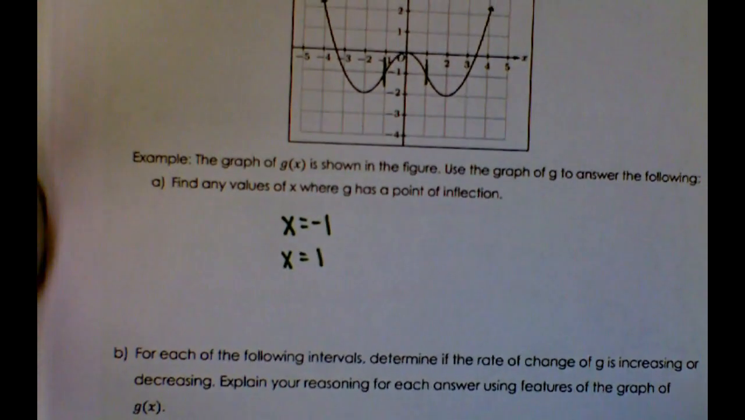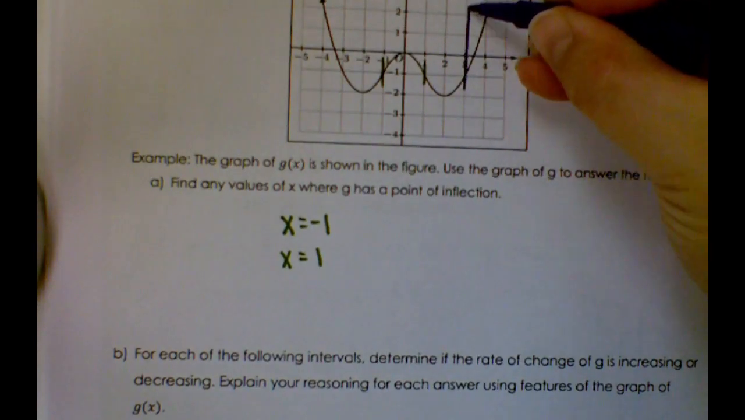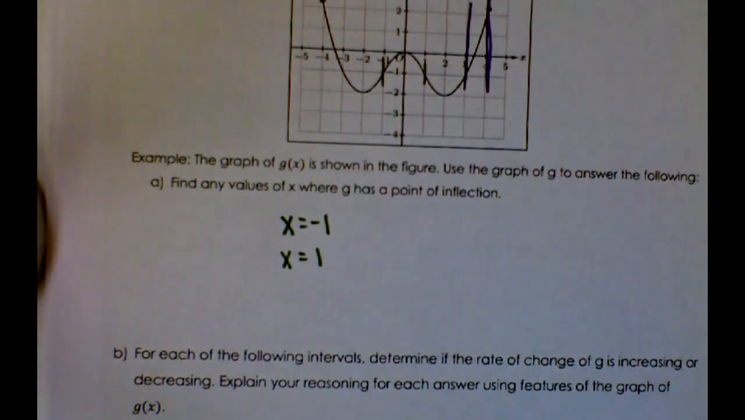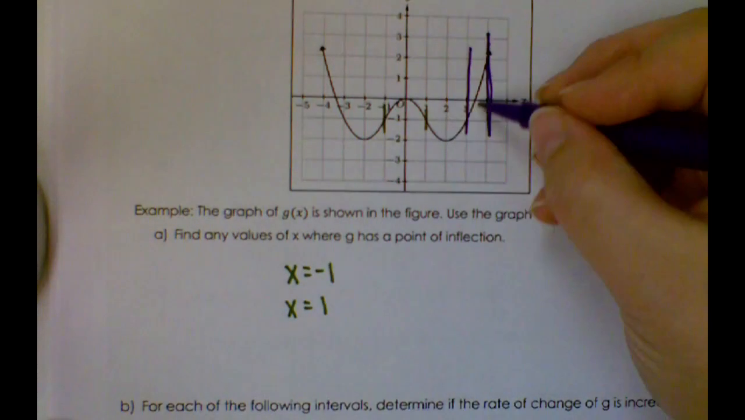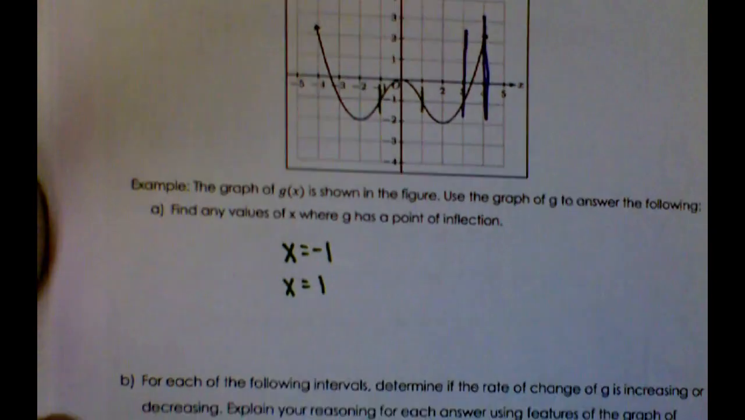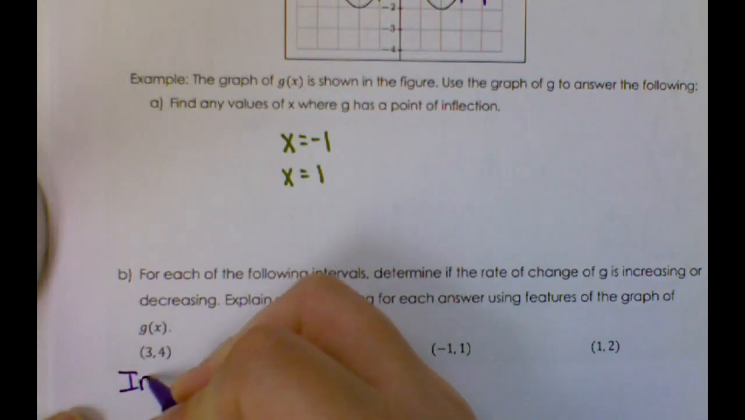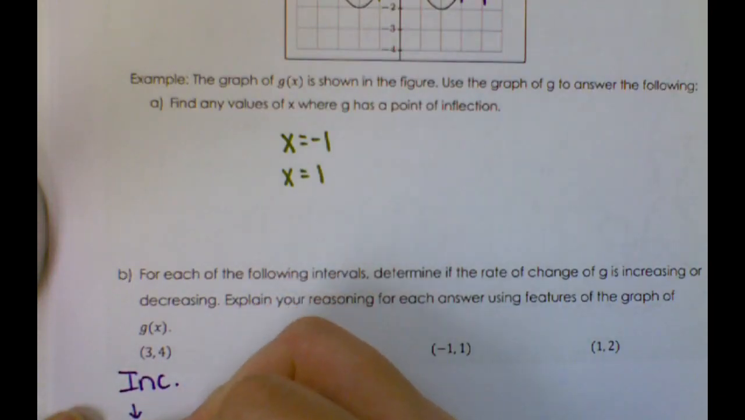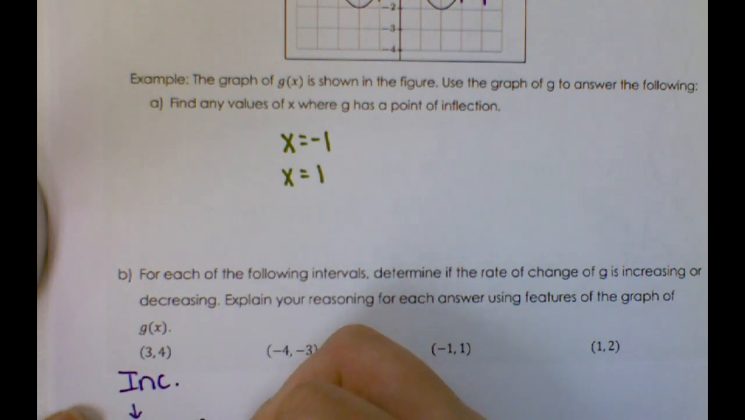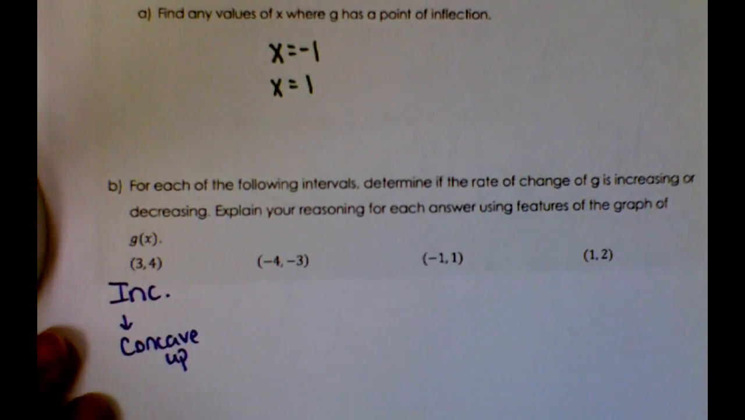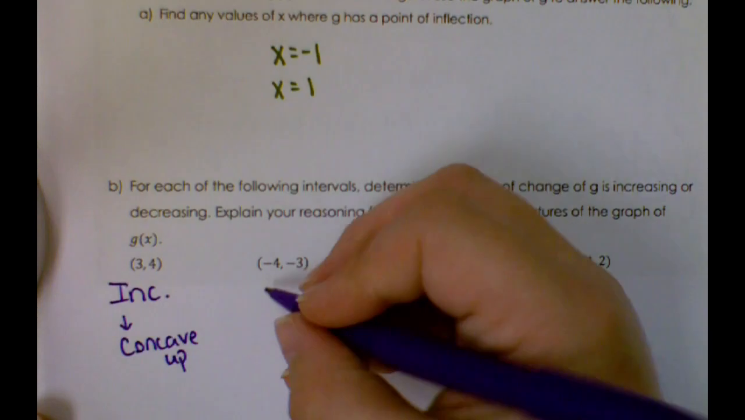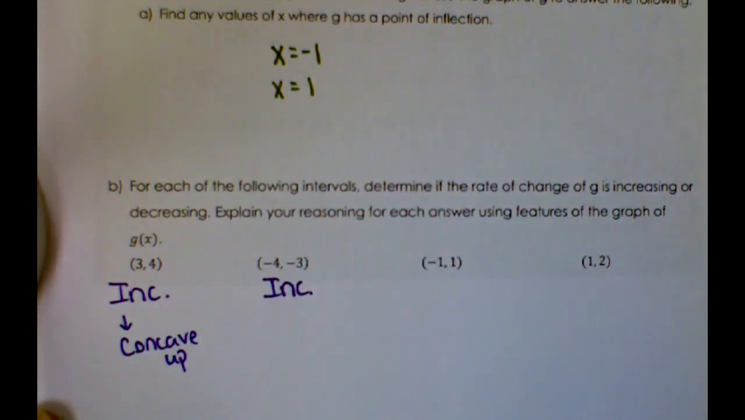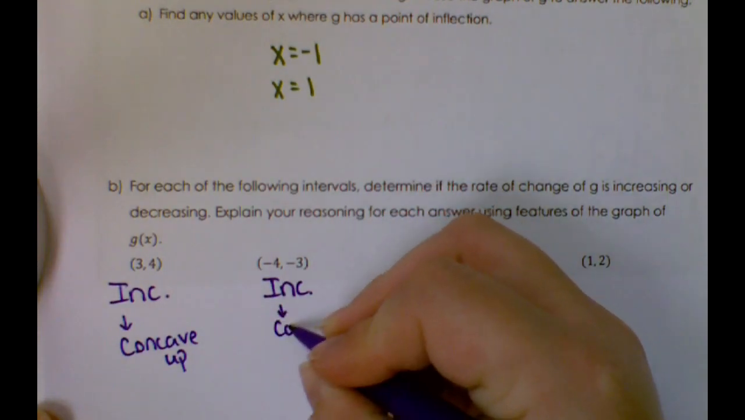So for our first interval, 3 to 4. So from 3 to 4, is my rate of change increasing or decreasing? Well, my graph is concave up, which means the rate of change is increasing. And our reasoning can be because it's concave up. There we go. From -4 to -3, our graph was also concave up, so that means our rate of change is increasing. Again, because it's concave up.